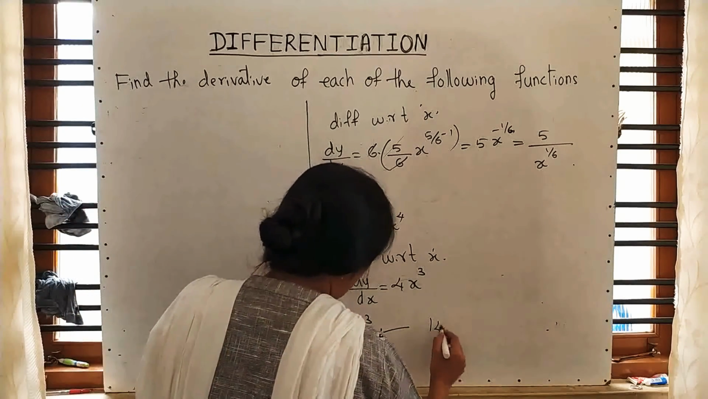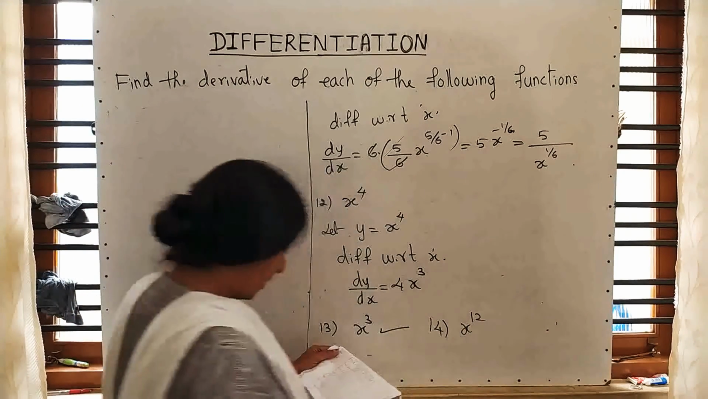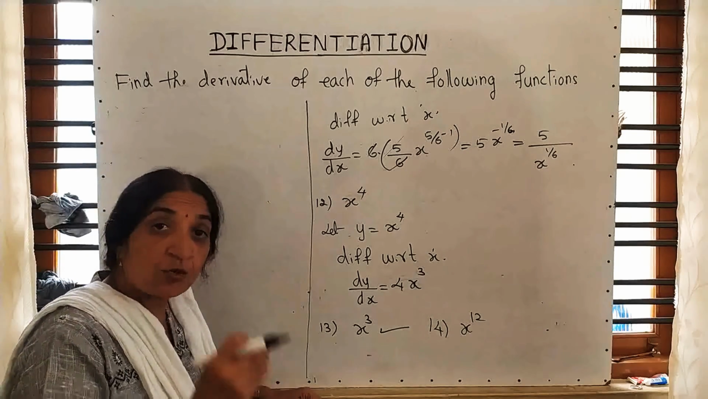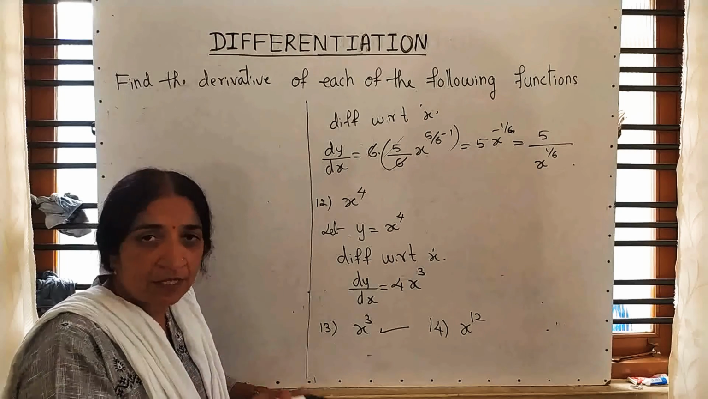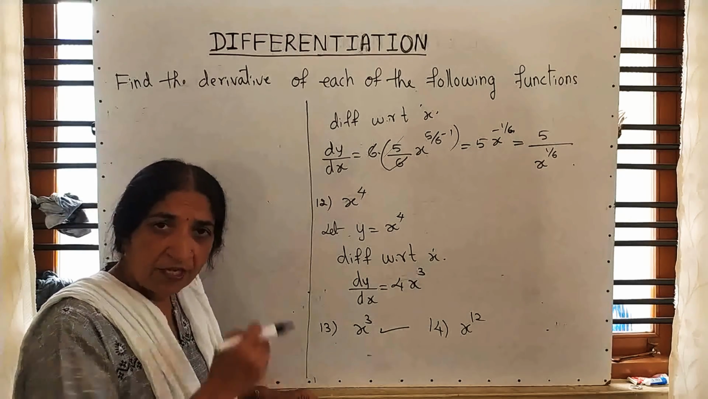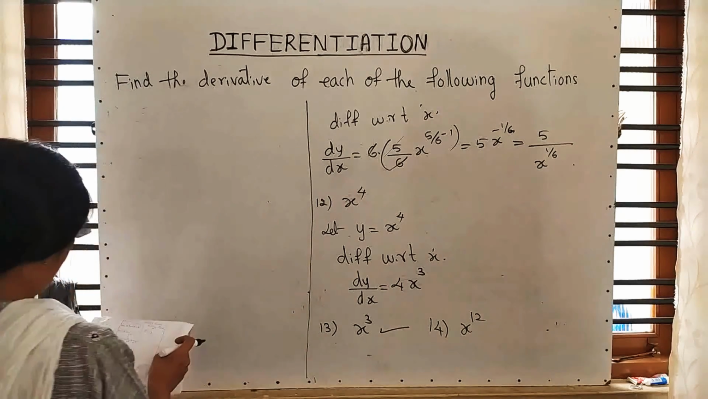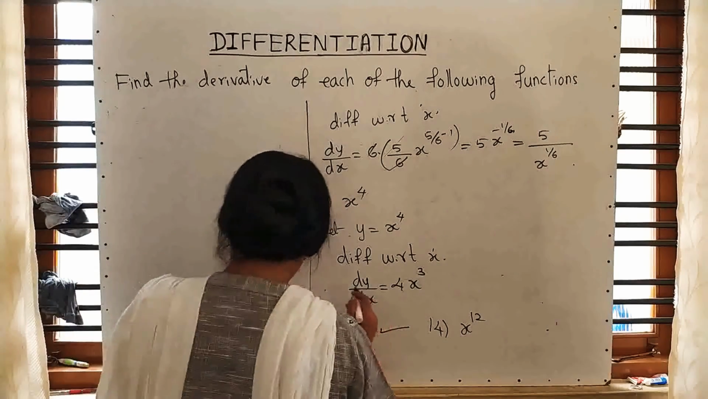14. What is x to the power 12? Yes. N into x to the power n minus 1. 12 into x to the power 12 minus 1 is 11. 12 into x to the power 11. Yes. Next question.